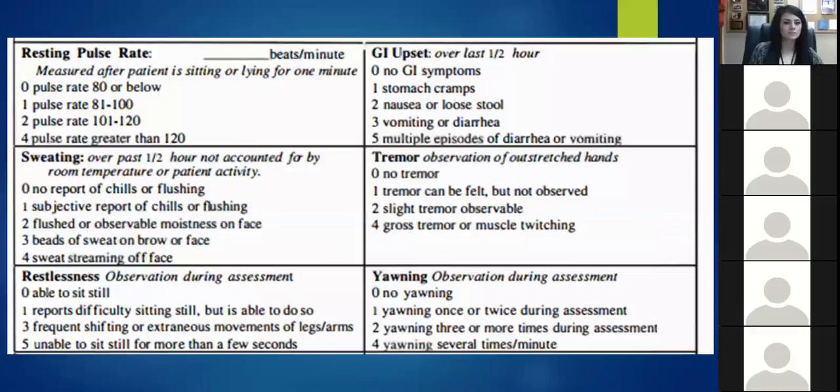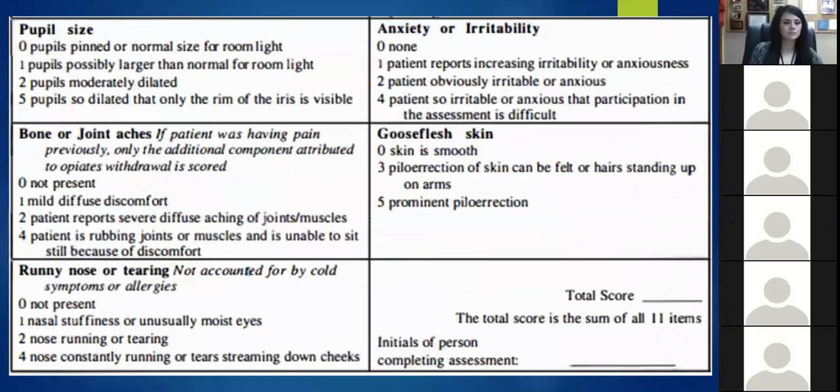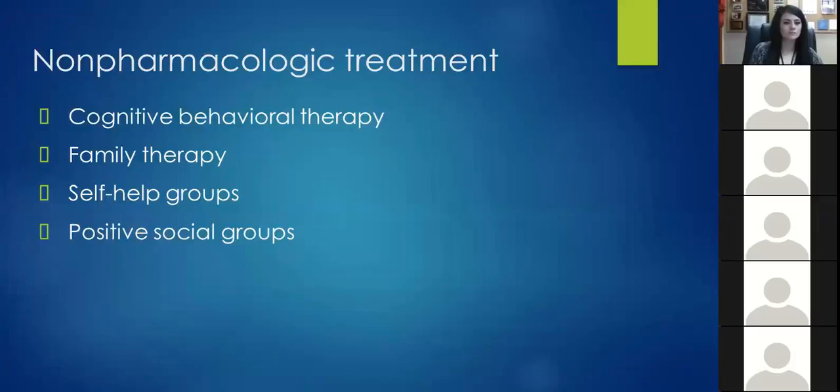So here's the first half of it: the pulse rate, any GI symptoms, tremor, sweating, restlessness, and yawning. They're all on a 0 to 4, 0 to 5 scale. You just address this, and then on the next set, there's a couple more: pupils, anxiety, goose flesh, which is just goosebumps, any bone or joint aches, and then any tearing or runny nose. You assess all those, add it up, and then you can address where these patients are in terms of symptoms, where you should go with therapy.